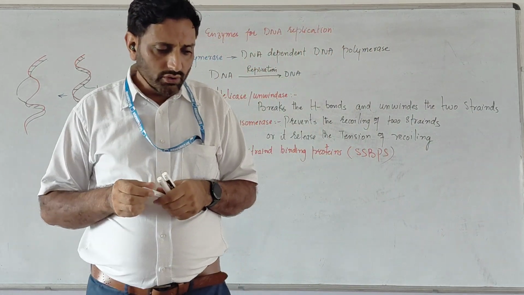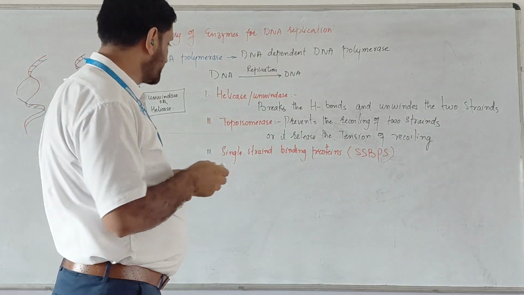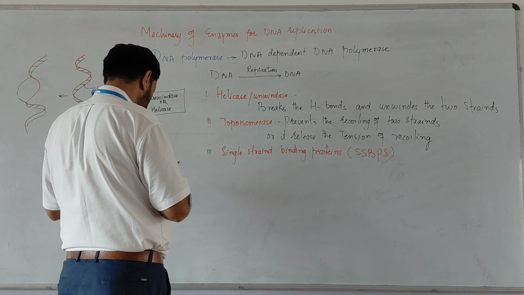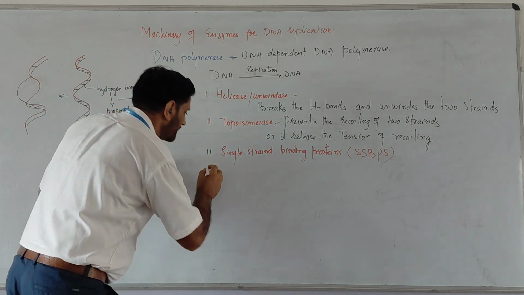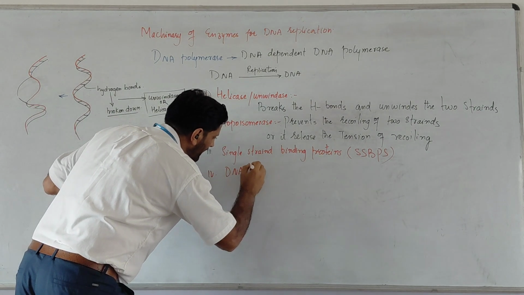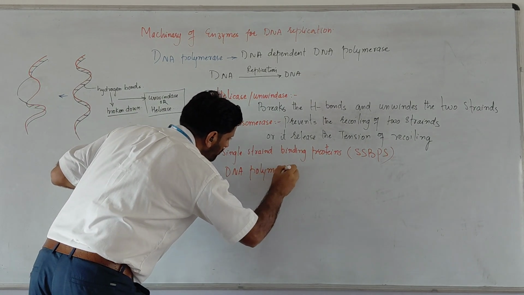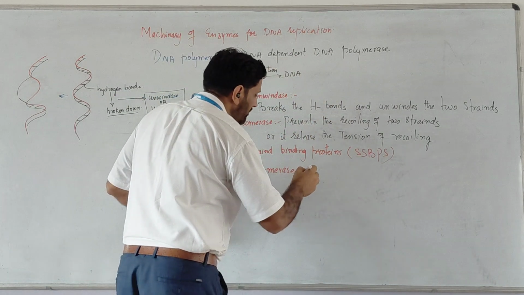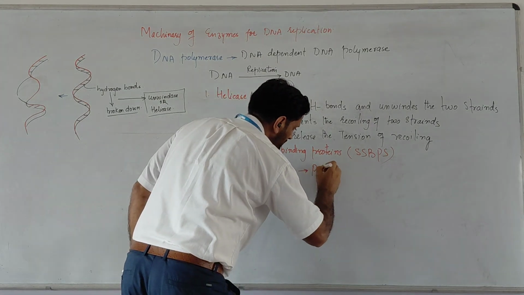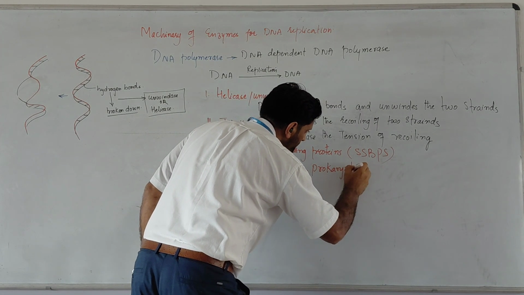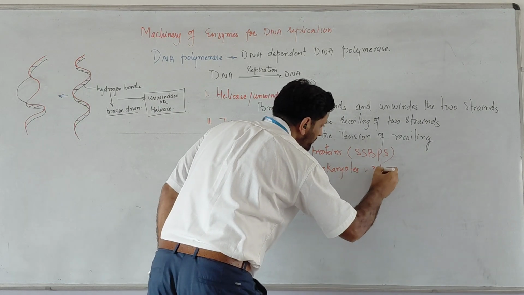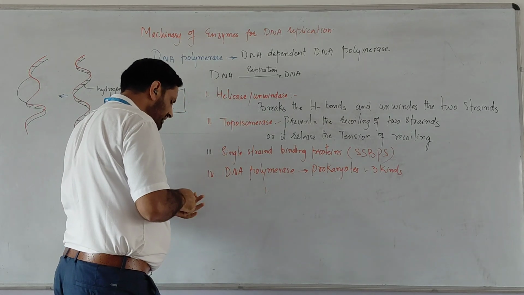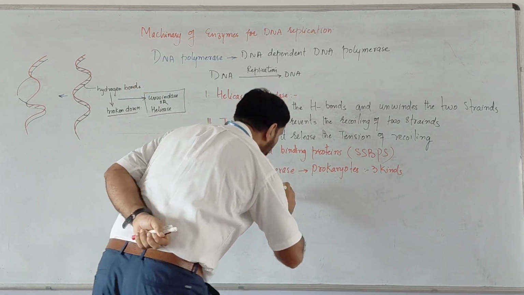Is this clear? Now the fourth enzyme is DNA polymerase. As we know, DNA polymerase is actually a DNA dependent DNA polymerase. In prokaryotes, there are three kinds. The first kind is DNA polymerase 1, then DNA polymerase 2, and DNA polymerase 3.